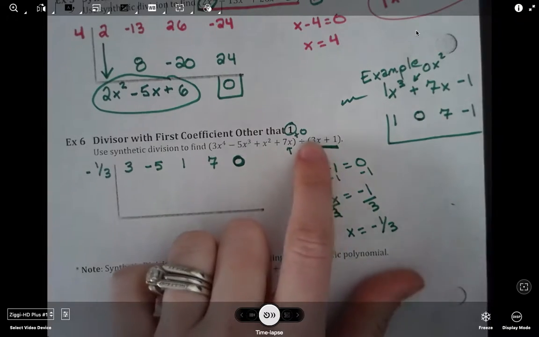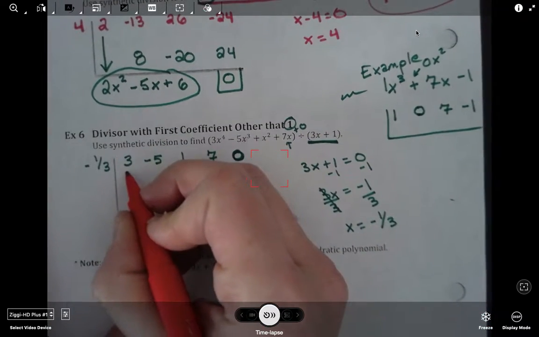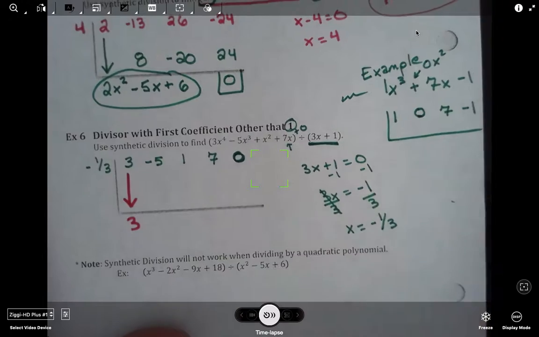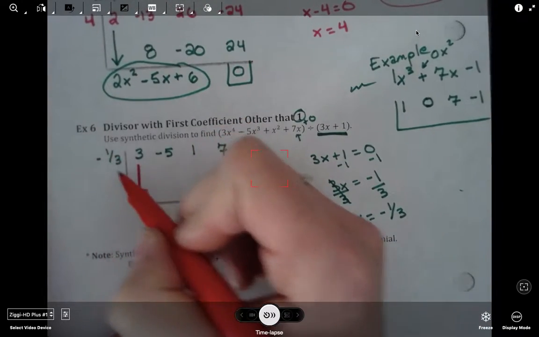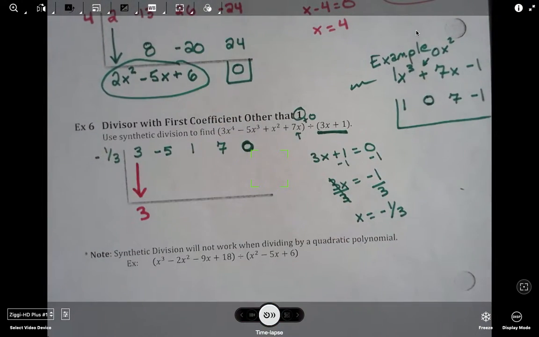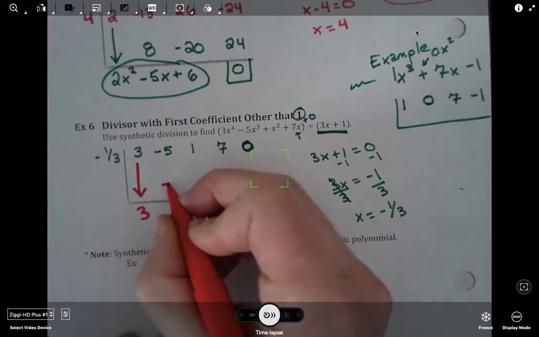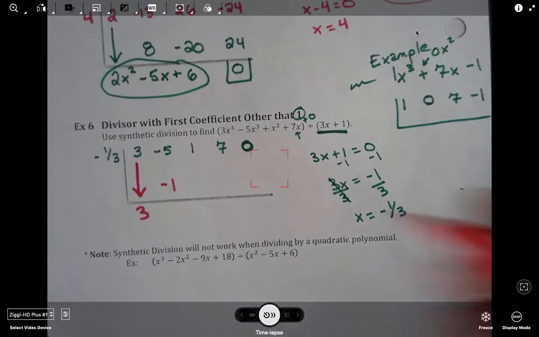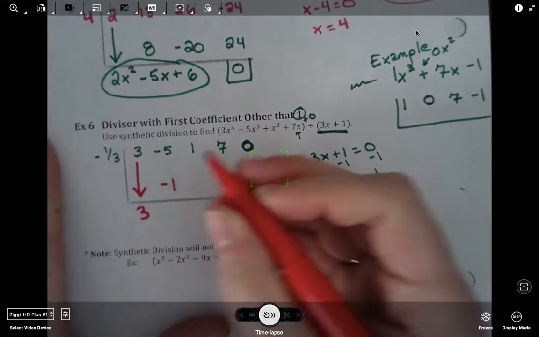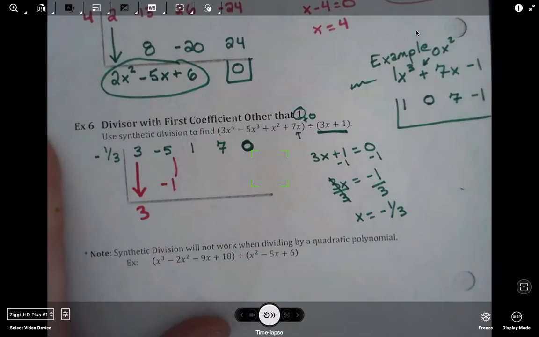Okay, so we have it ready to go. We added that 0 on the end there because there's nothing there, and we need to drop the 3. So start with a 3, okay? What is negative 1/3 times 3? Negative 1. So we're going to put that there. Negative 5 added to negative 1. When I put those together?